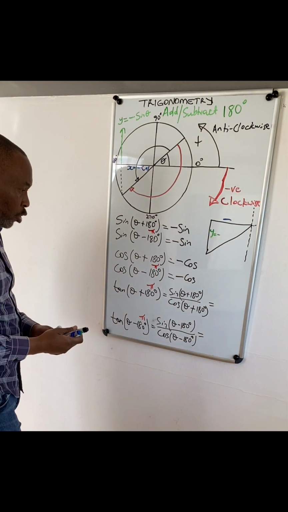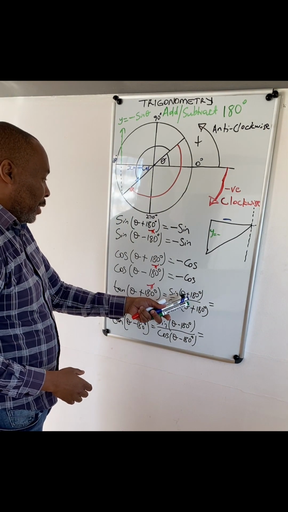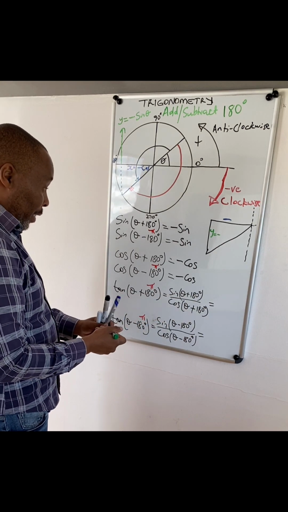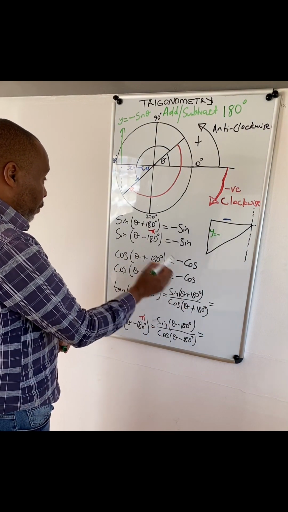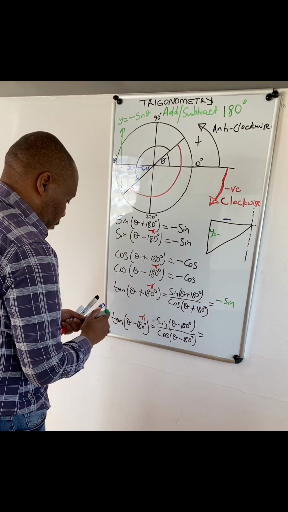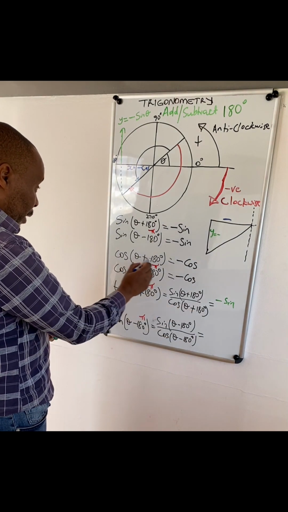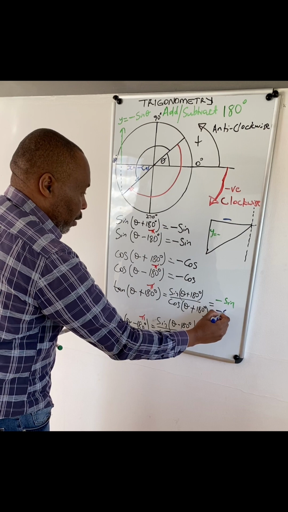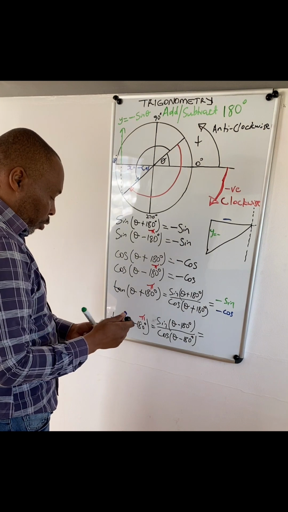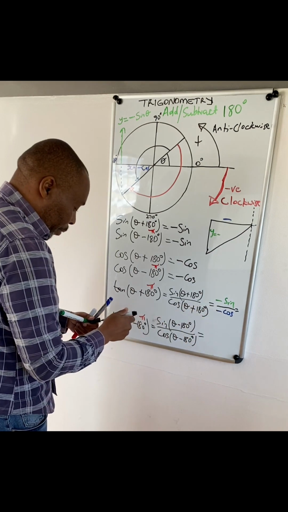Now we come to the nice one, which is tangent of theta plus 180 degrees, which is equal to sine of theta plus 180 degrees over cos of theta plus 180 degrees. We've dealt with sine of theta plus 180, it became negative sine, and cos became negative cos at theta plus 180 degrees. And this is going to prove something. I'm hopeful you've already picked it up.